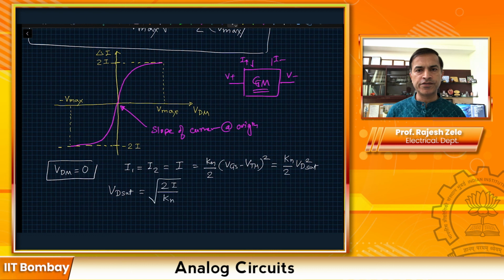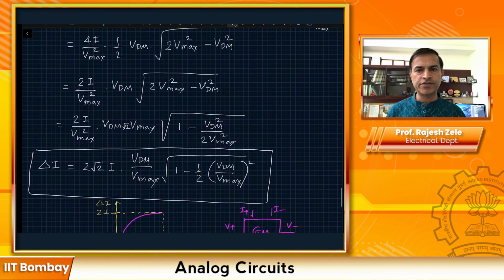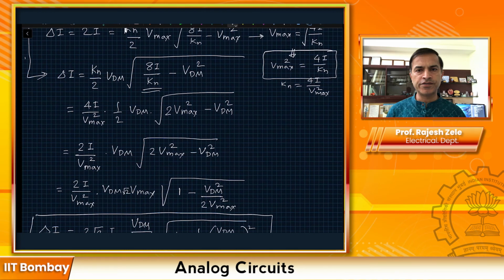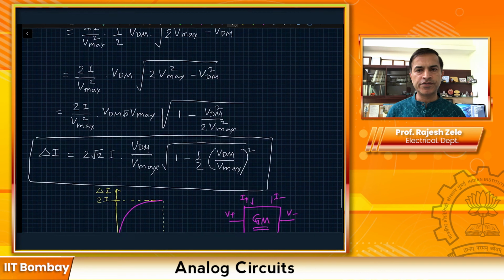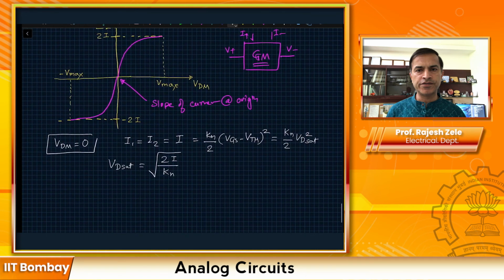Now let's compare. There was something similar that we had played with earlier. If you remember the value of Vmax, we got Vmax as the square root of 4I by Kn. I'll rewrite it again: Vmax is equal to the square root of 4I divided by Kn. If you compare these two, you can tell that Vmax is actually equal to square root of 2 times VDSAT. This is an important result.